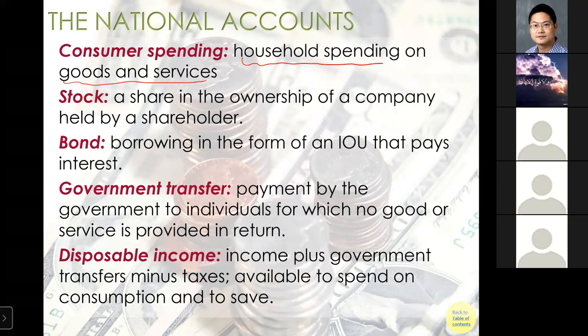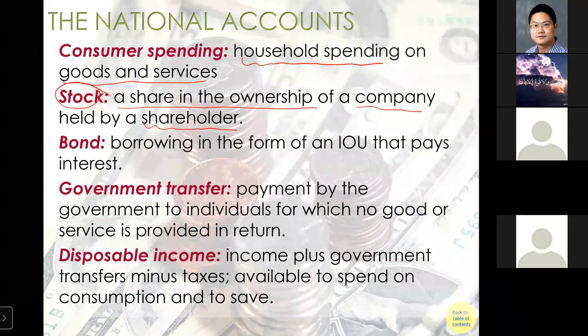Secondly, the concept is called stock. What is stock? Stock is a share in the ownership of a company held by a shareholder. For example, you bought one share of Tesla, or you bought one share of Apple, and then you become the shareholder, and you own a fraction of that company. And that certificate or that piece of paper is called stock.